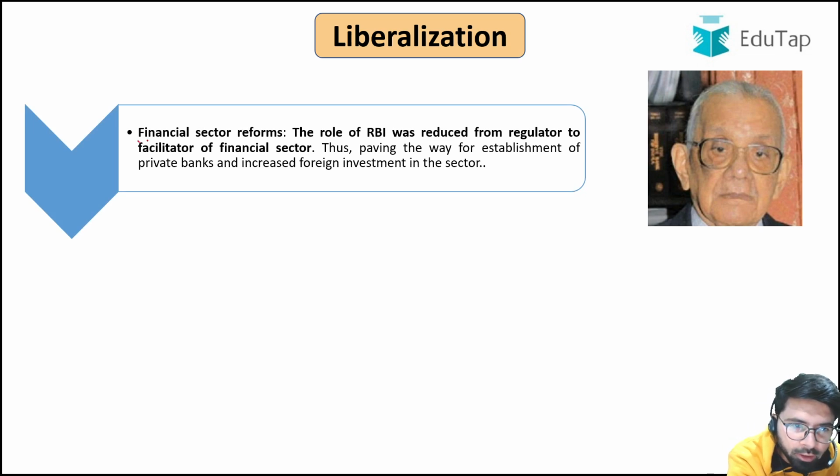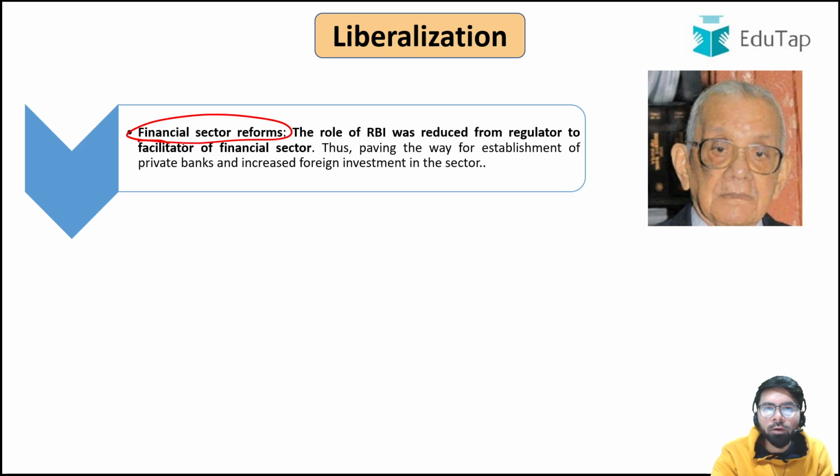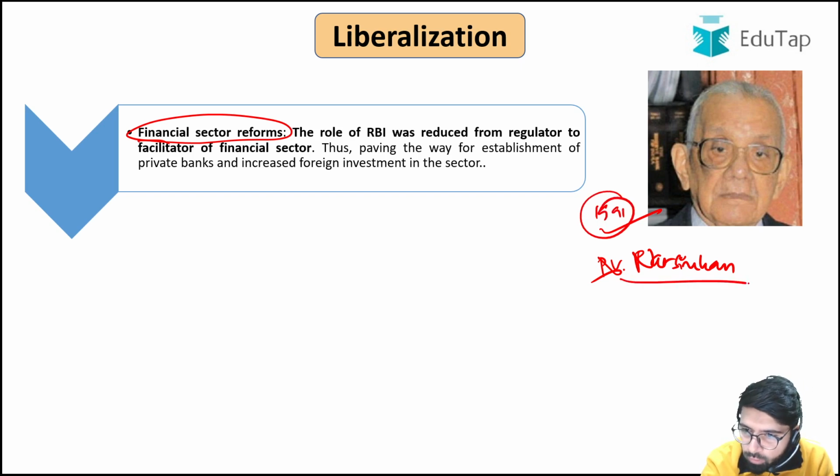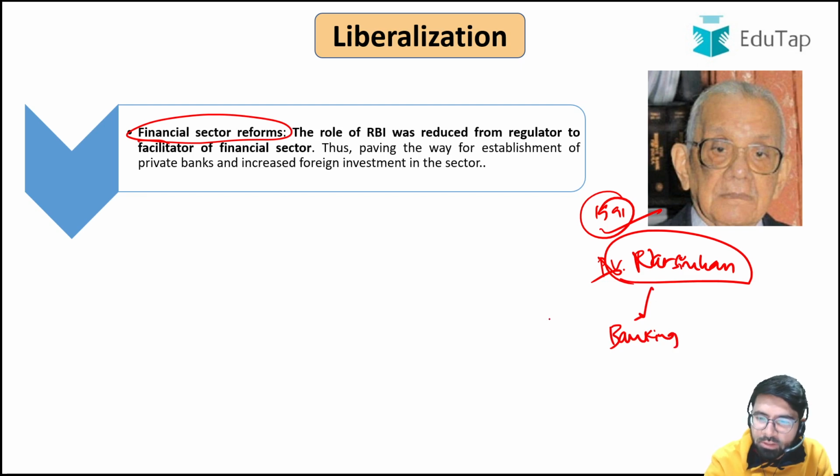The financial sector reforms were taken again as part of liberalization. This was on the recommendations of the Narasimhan Committee. This is Narasimhan, who went on to become the governor of RBI in the future. In 1991, the finance minister had constituted a committee under Narasimhan, who gave detailed banking reforms, detailed measures that had to be taken with regard to the banking sector and the financial sector at large.